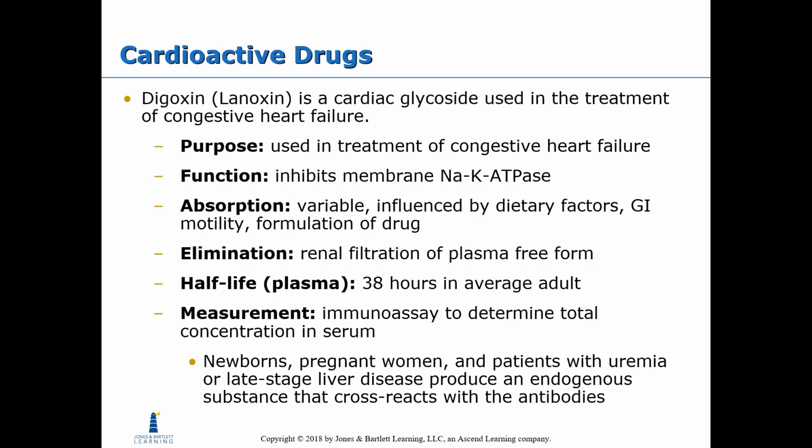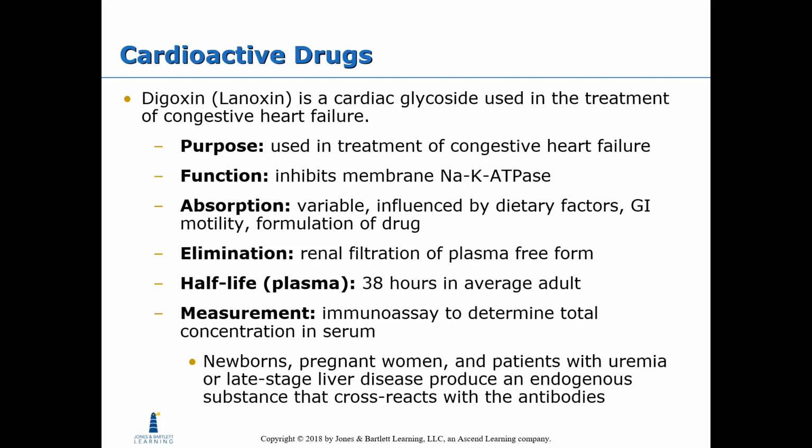So now we're going to go through several types of drugs that are typically going to be relevant for TDM. So first, cardioactive drugs. Digoxin, or Lanoxin, is a cardiac glycoside used in the treatment of congestive heart failure. The purpose, again, is the treatment of congestive heart failure. How it functions, it inhibits membrane sodium-potassium ATPase. Absorption is variable. It's influenced by dietary factors, GI motility, and formulation of the drug.